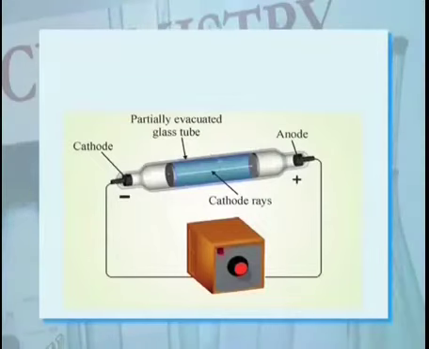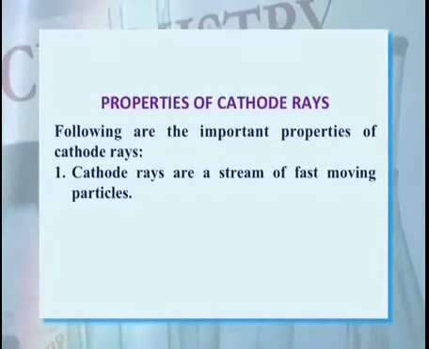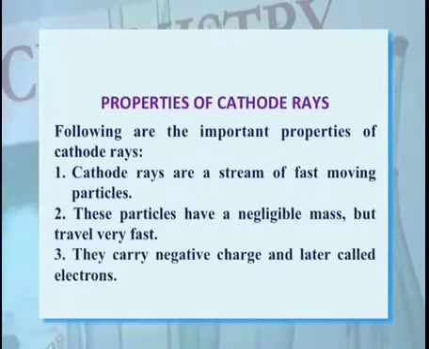This is the overall arrangement for the cathode ray which produces the negatively charged particles, which is later called as electron. Properties of cathode rays. Following are the important properties of cathode rays. First, cathode rays are a stream of fast moving particles. These particles have a negligible mass, but travel very fast. They carry negative charge and were later called electrons.